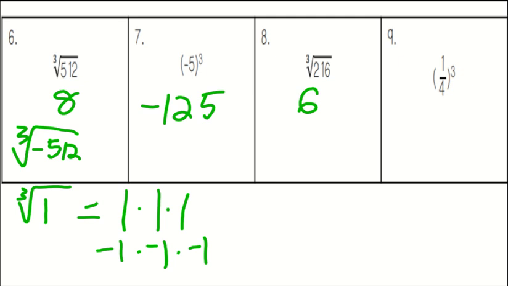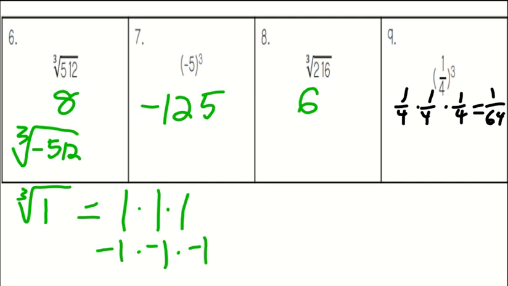All right, so I didn't have you do number 9 because we hadn't done a fraction yet. There's 2 ways you could do the fractions, okay? If it's 1/4 to the 3rd power, we could do 1/4 times 1/4 times 1/4, right? 1 times 1 times 1 is 1. 4 times 4 is 16, times 4 is 64. Everybody good with that? That part makes sense?